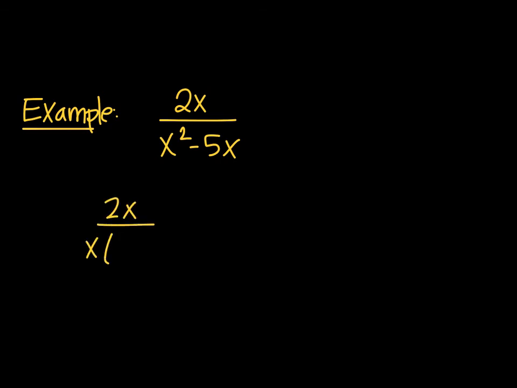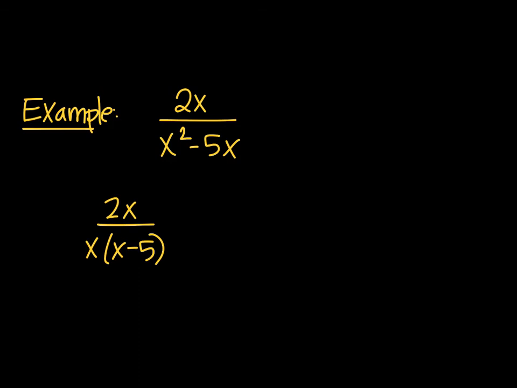Okay. Let's try 2x over x squared minus 5x. Okay, I said this only works when the denominator is in what form? Factored form. Is this in factored form? No, x squared minus 5x is not factored form. So, what kind of factoring do I do to a two-term thing? Take out the GCF of x. So it'll be 2x over x times x minus 5.